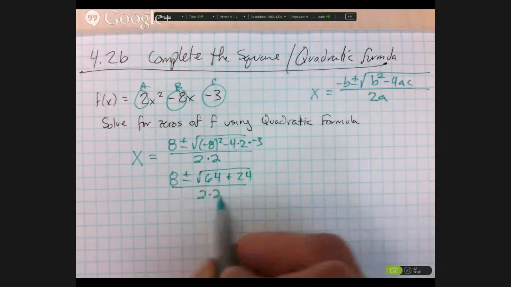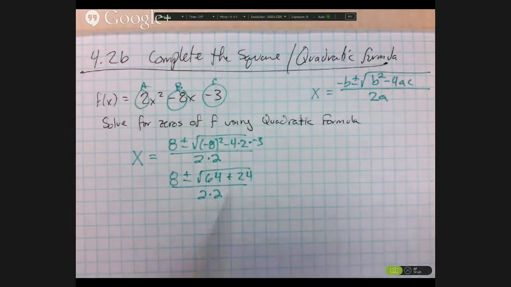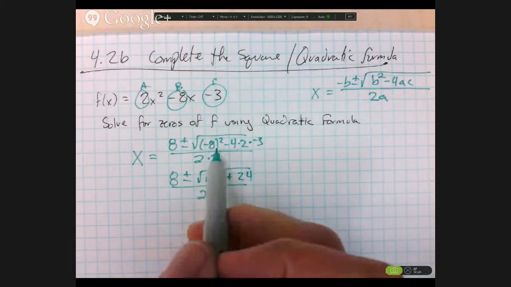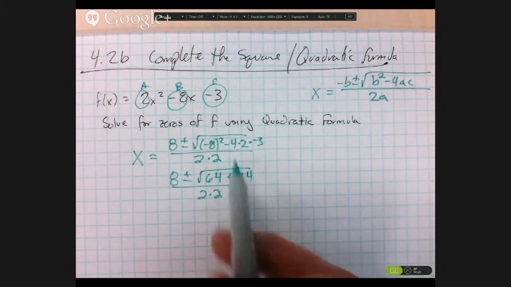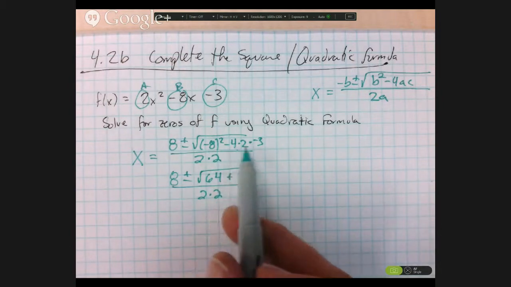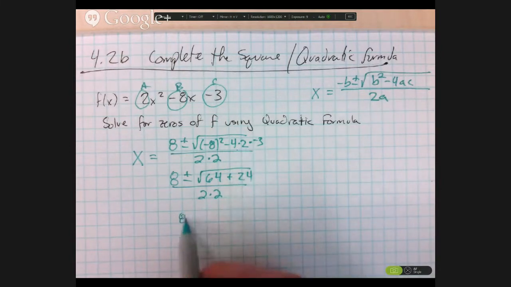I think you made an error. Did you square the b? I did. So negative 8 squared is 64, positive. It's negative 8 times negative 8. And then you have negative 4 times 2 times negative 3, which is plus 24. Right? So 8 plus or minus the square root of 88 over 4.